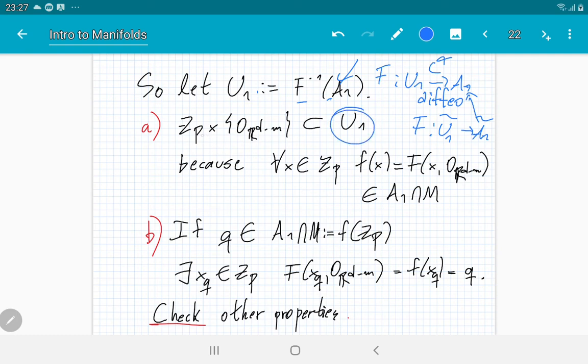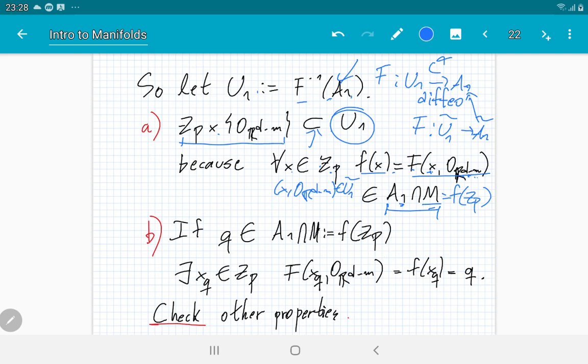So for U1, I claim that the set Zp with zeros added is contained in U1. Why is that? Because if I take x in Zp, F of x has this form. Remember that you have (x, 0) in R^(d-m) belonging to U1 tilde, and this is little f of Zp. So for all x in Zp, capital F computed at this point belongs to A1 intersection M. Therefore, it belongs to A1. If a point is in A1, its preimage is in U1, and that's how you get this inclusion. So Zp is in here. And of course, I also have this condition that tells me that points of the form (x, 0) in R^(d-m) get mapped to the manifold, as I wanted.